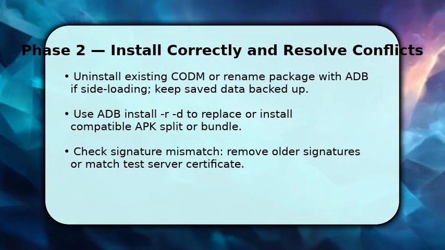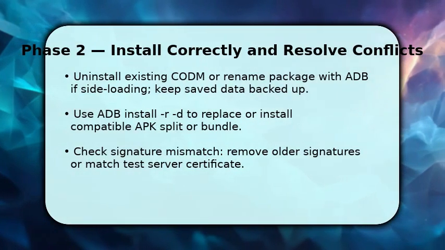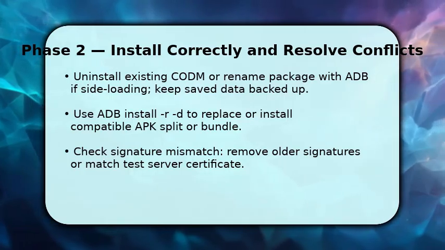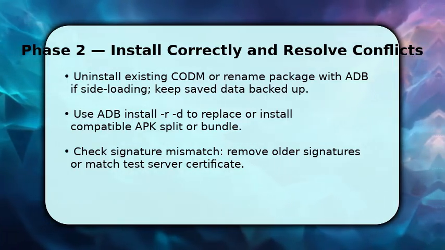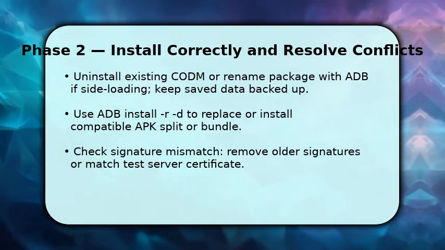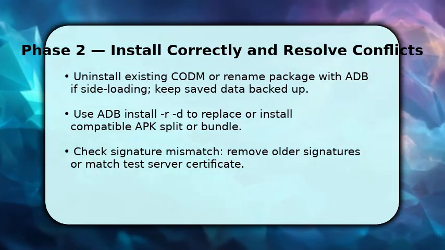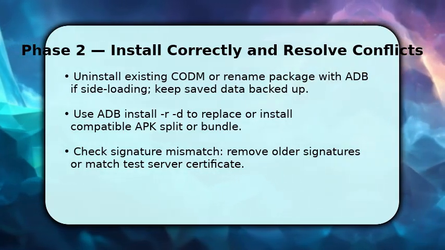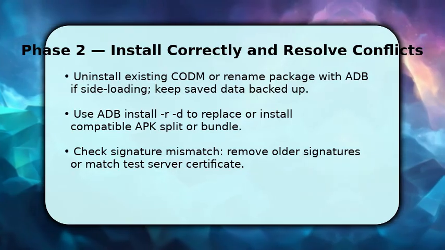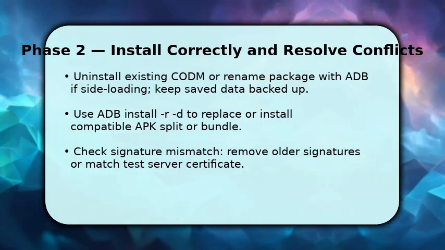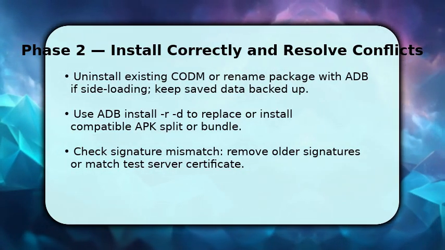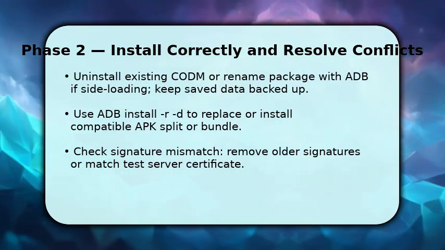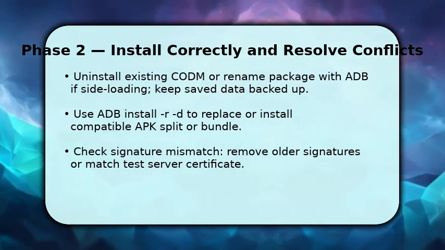Remove conflicting packages, or if you must keep data, use ADB to install while preserving user data. Use the command adb install -r -d for downgrade or replacement where appropriate, and install split APKs or the correct app bundle for your CPU. Make sure the test server APK signature matches any prior install, otherwise Android blocks installation. Once you handle signatures and splits, the installer should proceed.